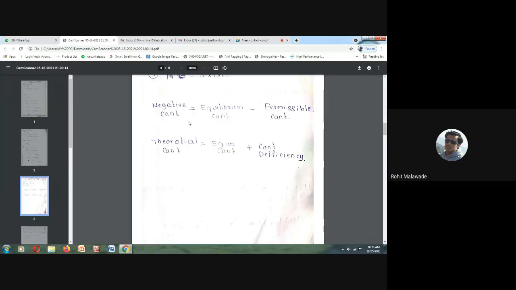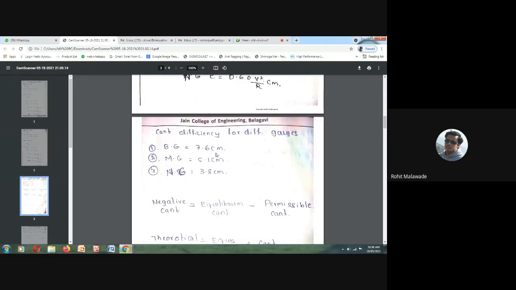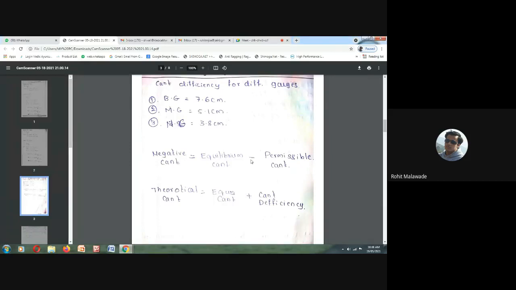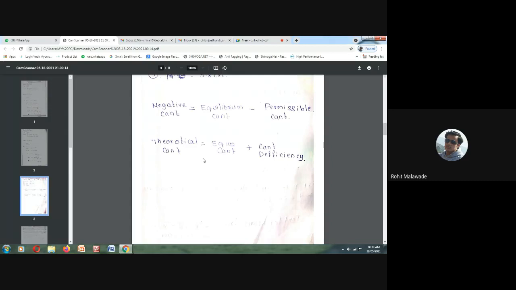Now, negative cant, that is negative super elevation, is equal to equilibrium cant minus the permissible cant. The equilibrium cant is whatever you calculate, and the permissible cant is whatever is permissible according to the Indian Railways. Then theoretical cant, that is theoretical super elevation, is equal to equilibrium cant plus cant deficiency.